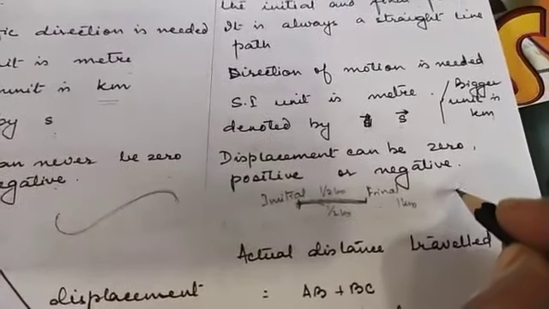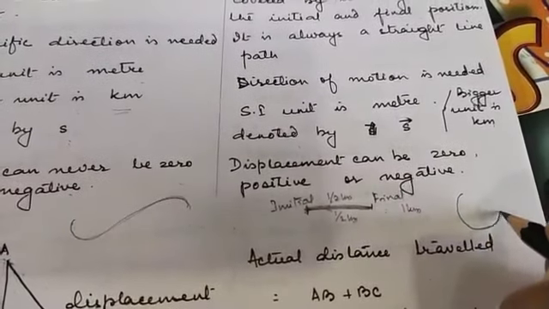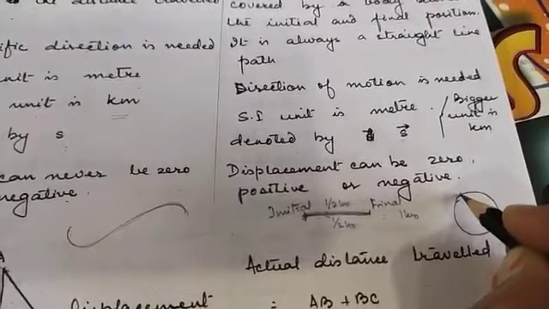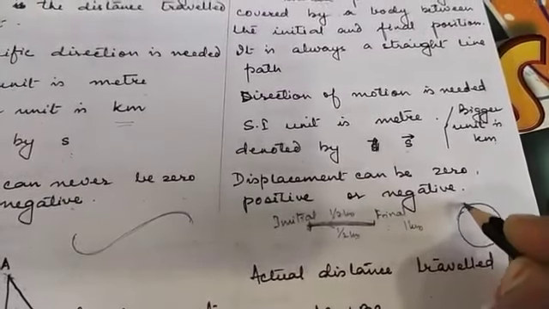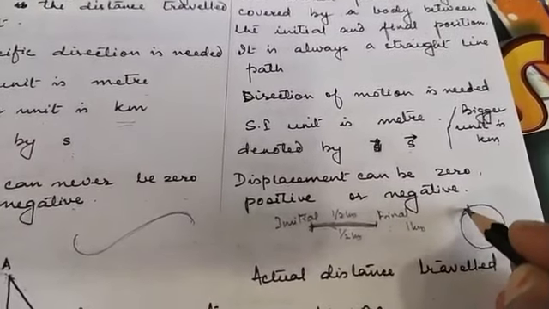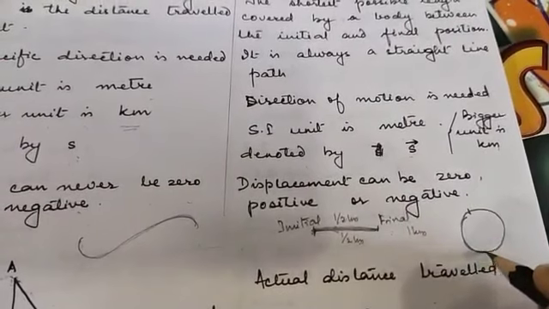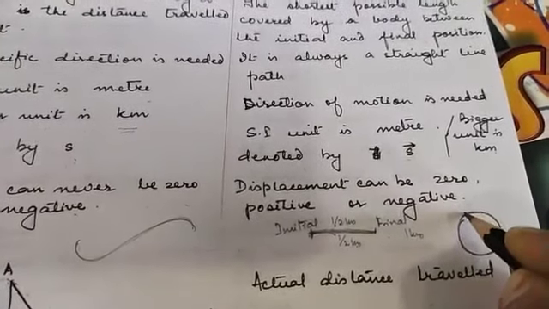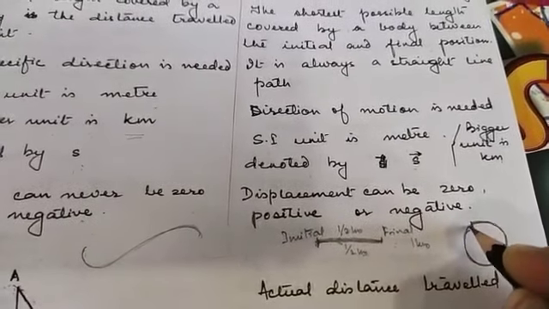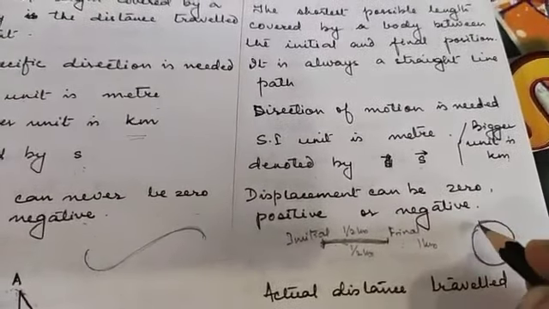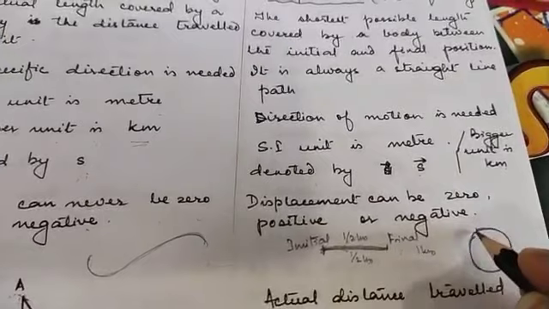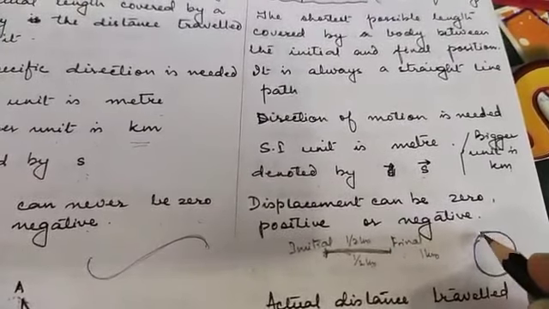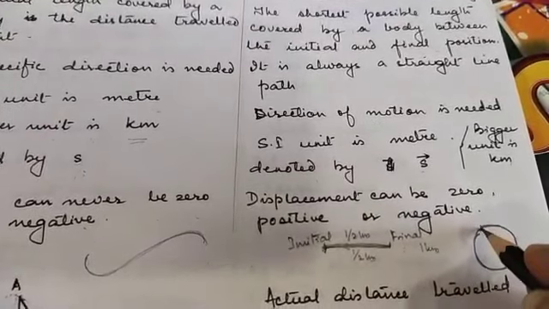Suppose take a circle. A person starts moving on this circle. This is the initial position. A person starts moving on this circle and comes back and reaches the initial position. Here what is the displacement? Displacement is 0, because there is no difference between the initial and the final position.